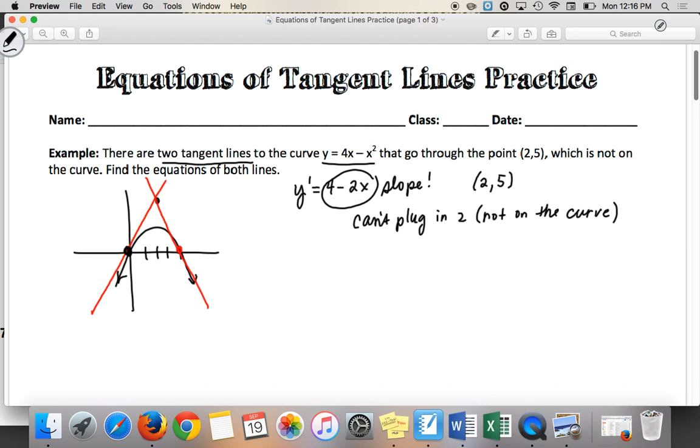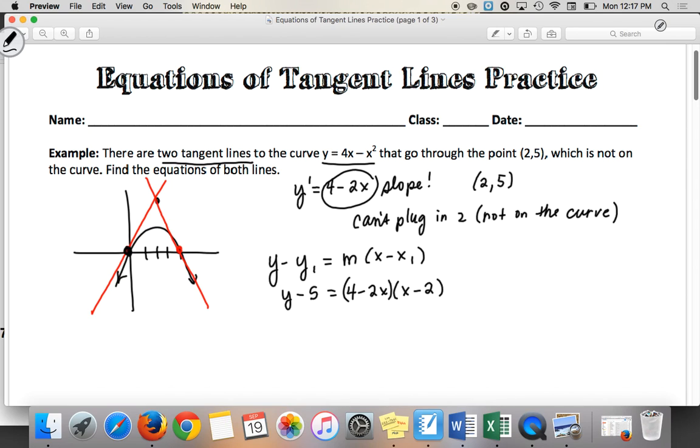This type of problem, you're not going to be plugging in. A lot of times I say find the tangent line at the point x equals, at the x value of 5. But I'm talking about on the curve. This point isn't anywhere close to that curve, right? So we can't plug in 2 to find that slope. So we leave it as our slope. When we do our y minus y1 equals m times x minus x1, we just plug in 4 minus 2x like that. Weird, huh? And then we have x minus x1, which is going to be 2. y1 is going to be 5. And then we do one more thing.